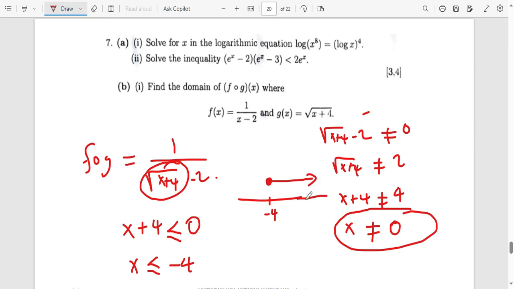But remember, you said that x cannot be 0. So 0 is an exception. I'll put an open dot there. So meaning that our domain for this function is from negative 4 to 0, and then from 0 to infinity. Okay, so this is our domain. We are including negative 4 because if you have square root of negative 4 plus 4, that is 0, 0 minus 2 is negative 2, and the denominator is still defined, it's not equal to 0. So if you don't put closed here, you get it wrong.